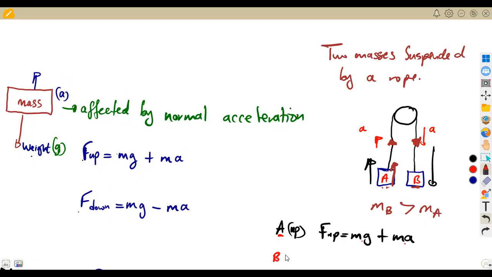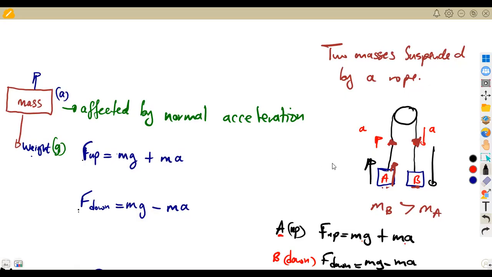If we are talking about object B, in this case it is the one going down. So we shall refer to object B as F down, which is equivalent to mg minus ma.